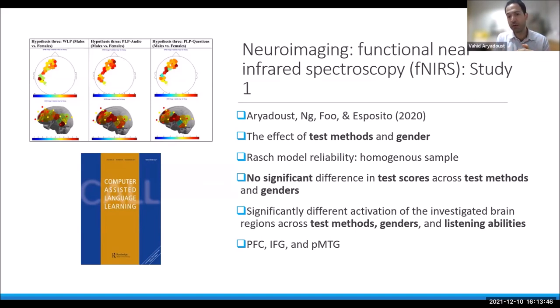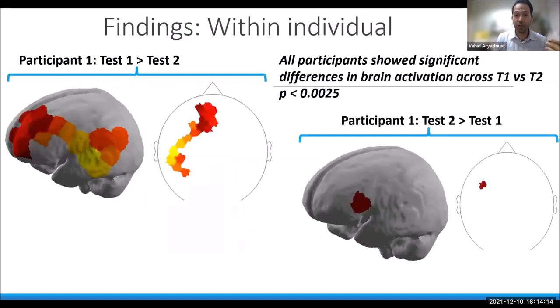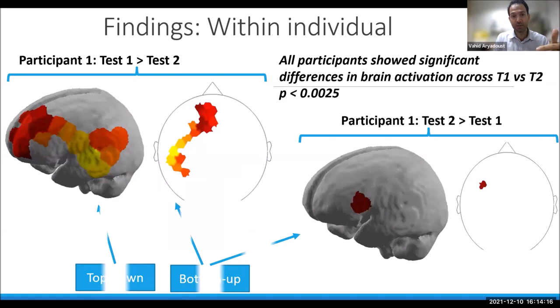Not only that, but we also found that the brain activation patterns of genders were pretty different. We reached statistical significance for this one. And we also found that those test takers who had high versus low ability test scores had significantly different brain functions. So we found that there was a discrepancy between what the test scores were telling us and what the brain was doing. Now, the second study, I'm going to skip these two slides in the interest of time.